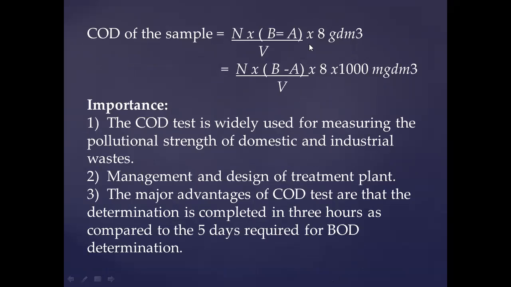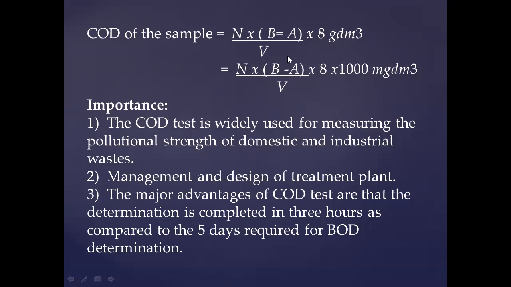At that time, the amount we get is the COD in terms of grams per dm cube. But we want it in terms of mg per dm cube. That's why we write N into B minus A divided by V into 8 into 1000 mg per dm cube.